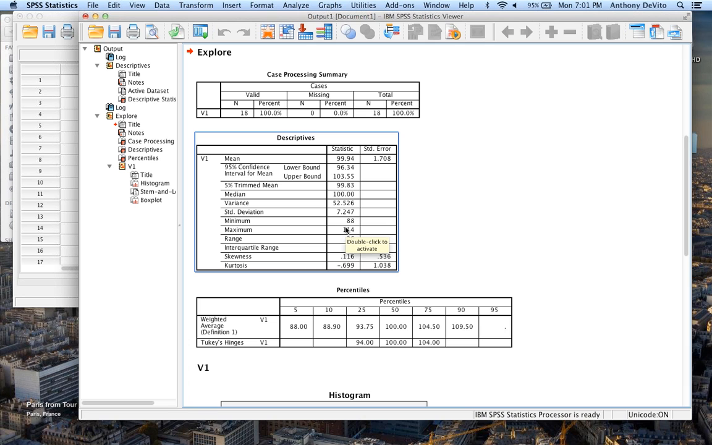SPSS is going to recalculate all of those statistics we did before, except this time it's going to do the mean. It's going to do something called the confidence interval. It's going to do the median, the variance. We didn't get the median before. The variance, the standard deviation, minimum, maximum, the range, the interquartile range. Didn't do that for us before. It's also going to do something called skewness and kurtosis, which has to do with whether or not it's a perfect normal distribution or not, or how far from a perfect normal distribution.